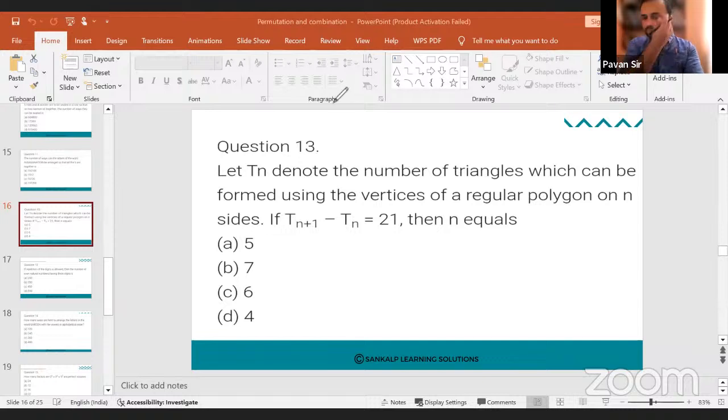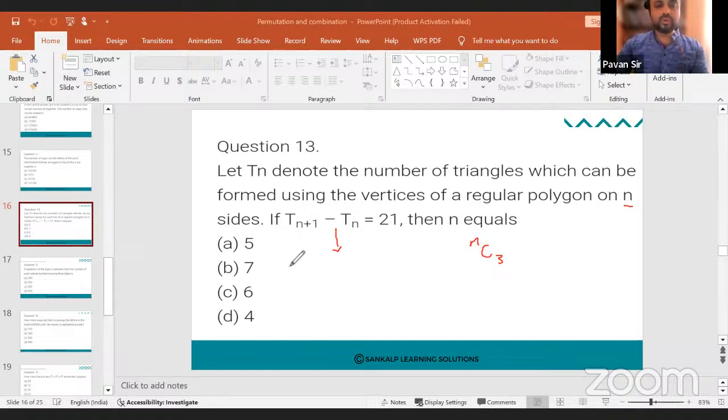The condition given is that Tn plus 1 minus Tn is equal to 21. The number of triangles formed by a regular polygon you can calculate by nC3. Why? Because 3 vertices are required for a triangle. Here n is the number of sides in the polygon. Try to solve it now, fast. The condition is given here: Tn plus 1 minus Tn is 21.